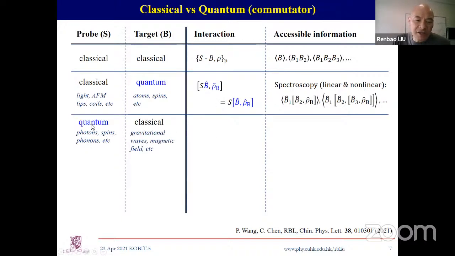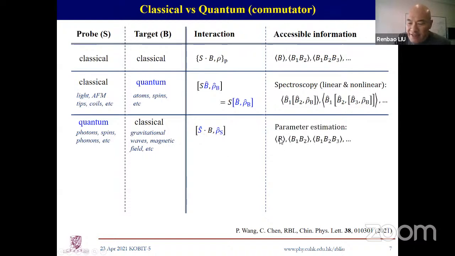But of course, you can also use a quantum probe, such as photons or spins, to detect classical quantities such as gravitational waves, magnetic fields, and temperature. So this is called parameter estimation in the sensing field. Now the evolution is given by this. So there's no evolution of the classical parameter, but only the evolution of the sensor state.